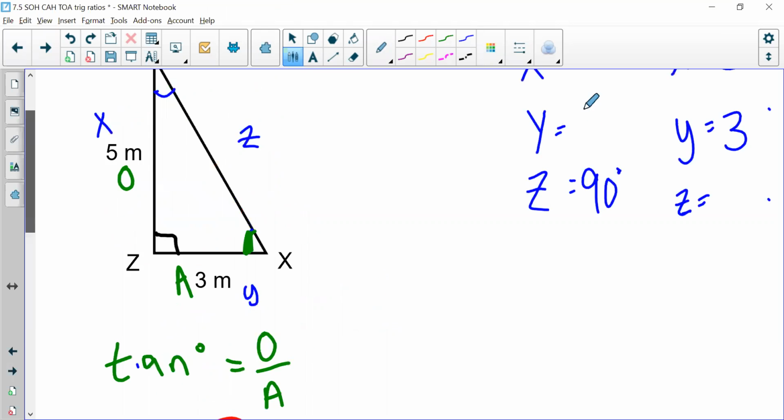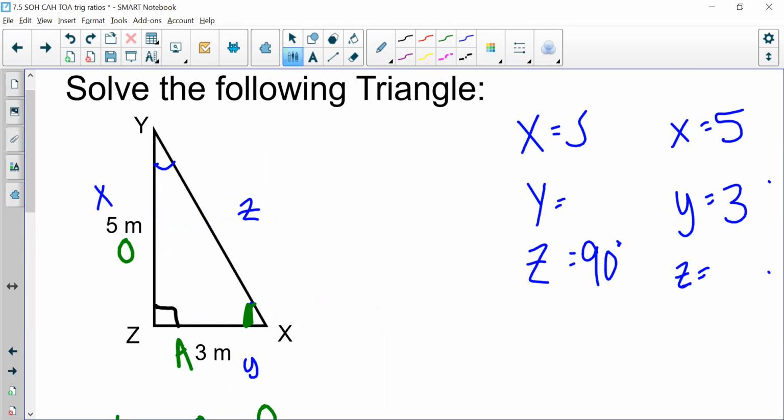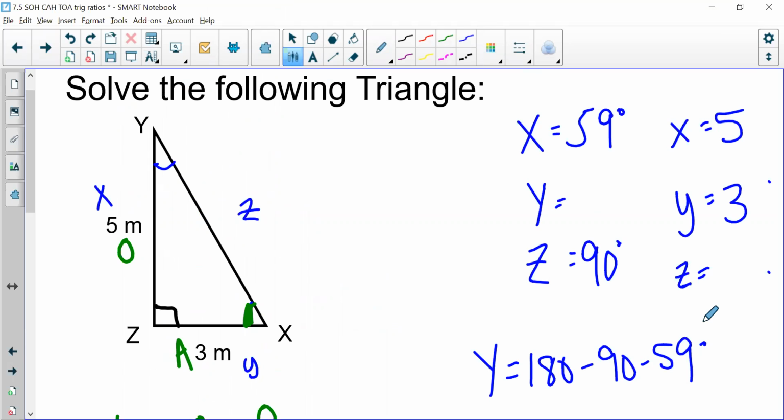All right, so 59. The fastest way to find Y is just subtract. So 180 minus 90 minus 59, and I get 31 degrees.